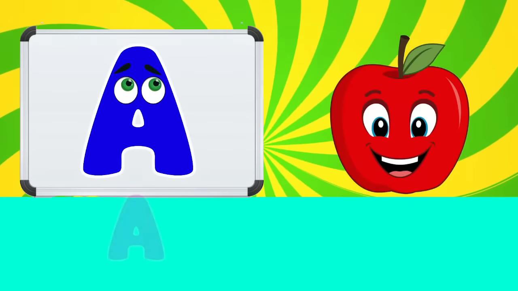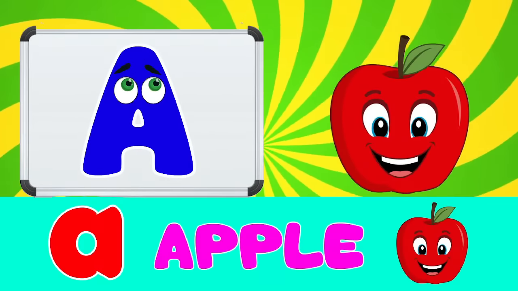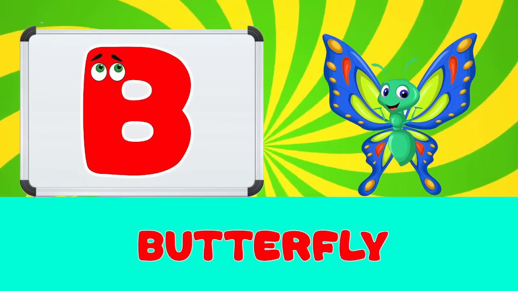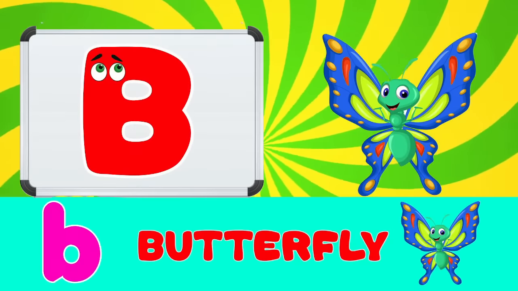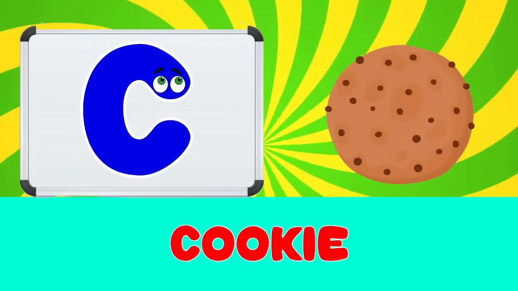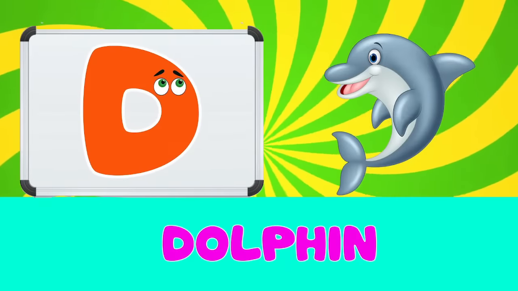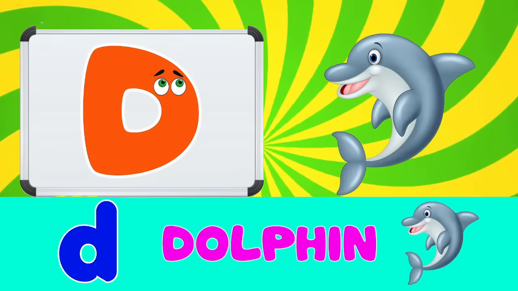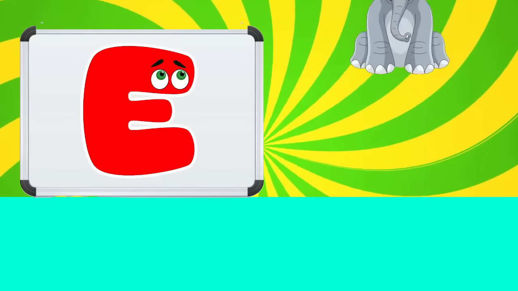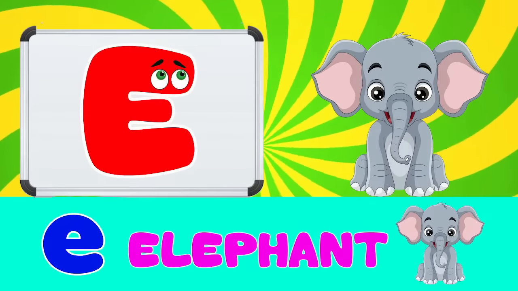A is for apple, A, A, apple. B is for butterfly, B, B, butterfly. C is for cookie, C, C, cookie. D is for dolphin, D, D, dolphin. E is for elephant, E, E, elephant.